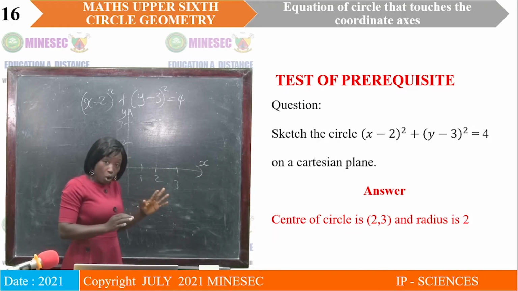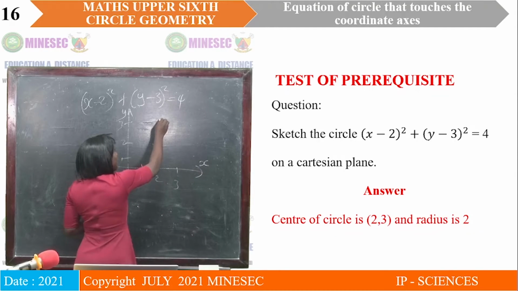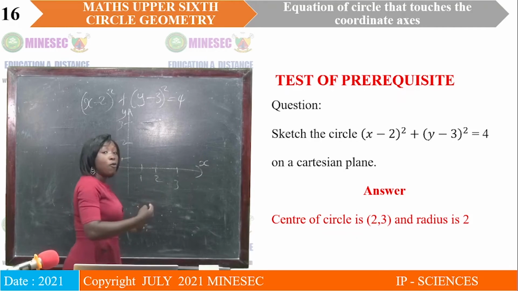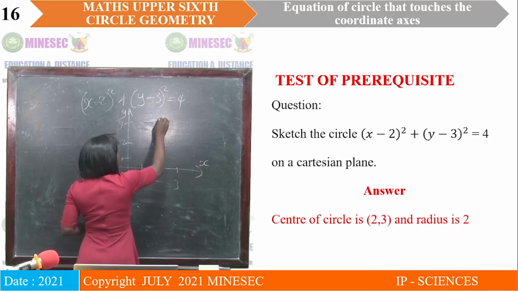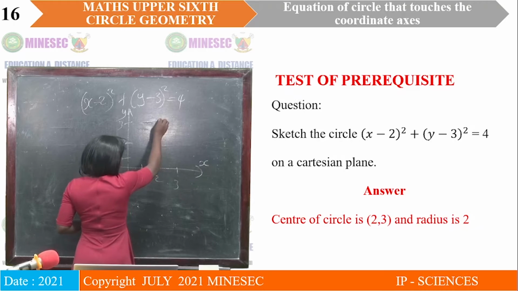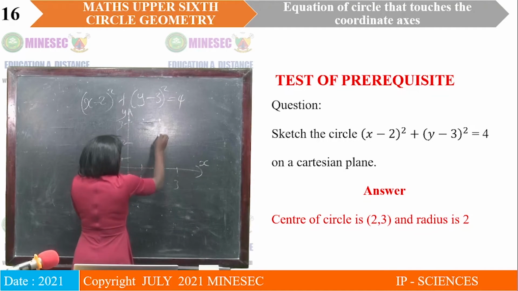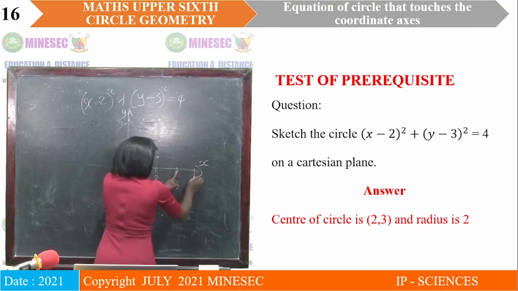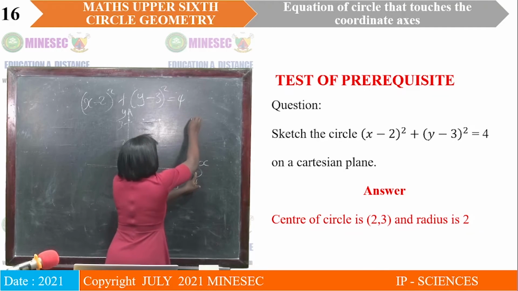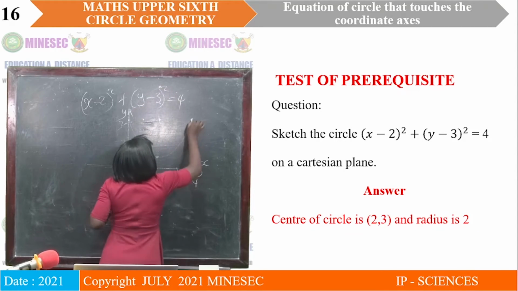No. The radius, if they give you a radius of 2 units, it means from the center of the circle, you move 2 units to meet the circumference of the circle. Which means that if you are here, you move 2 units to meet the circumference. Means you have 1, 1, 2. So a point on your circumference will be somewhere here. You move 1, 2. The next point on your circle will be somewhere there. And then you move 1, 2. The next point will be there. And the same thing upwards, 1, 2. So you will have something of this form.